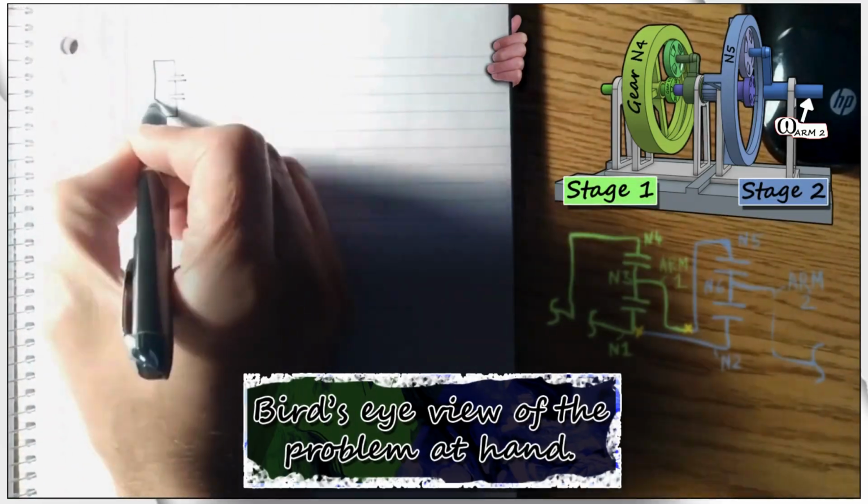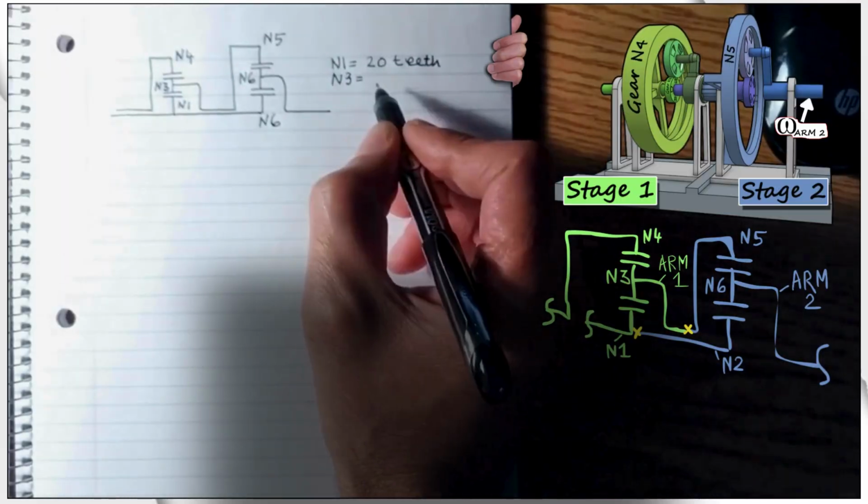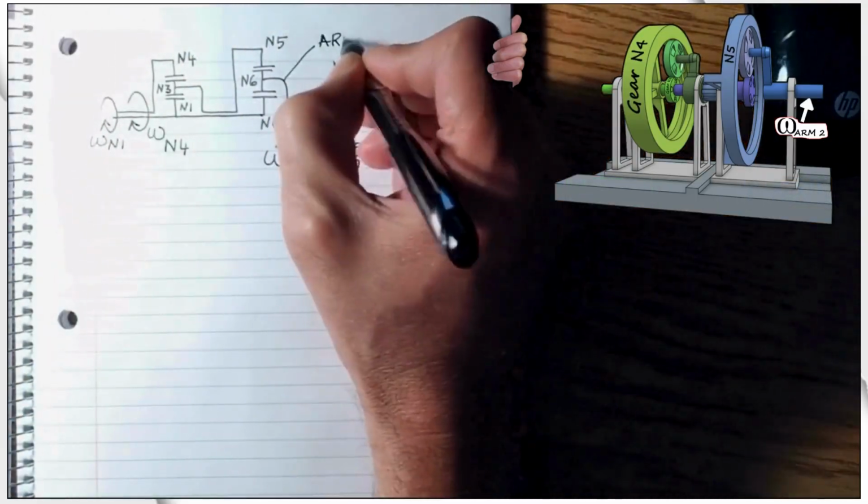In this video we will tackle a two-stage epicyclic gear train. The goal of this video is to compute rotational speed and direction of rotation of planet carrier labeled ARM2.